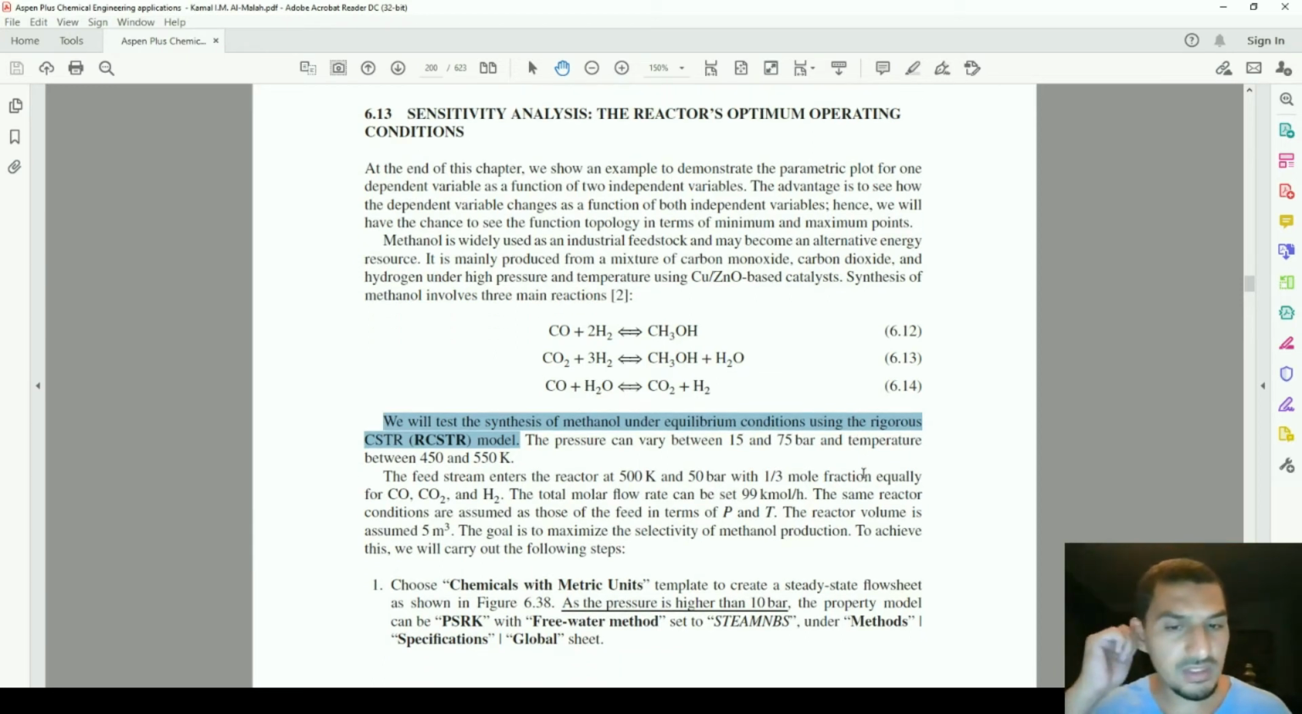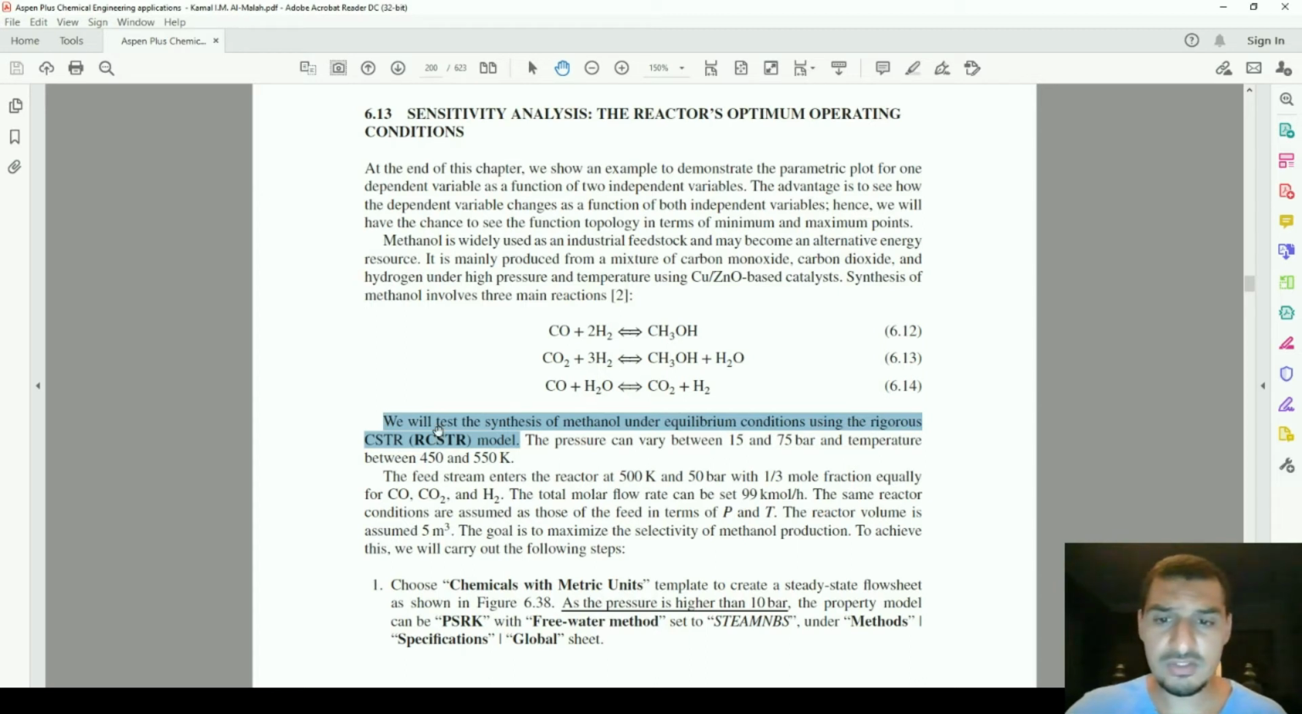I know that the reaction is going to take place at 500 Kelvin and 50 bars, and I know the feed flow rates of the three components, carbon monoxide, carbon dioxide, and hydrogen, which are the three reactants, is 33 kilomole per hour each, so the total is 99 kilomoles per hour. As I said, the reaction is going to take place in a CSTR with a volume of 5 meter cube. So this is going to be the first step, is to do the reaction.